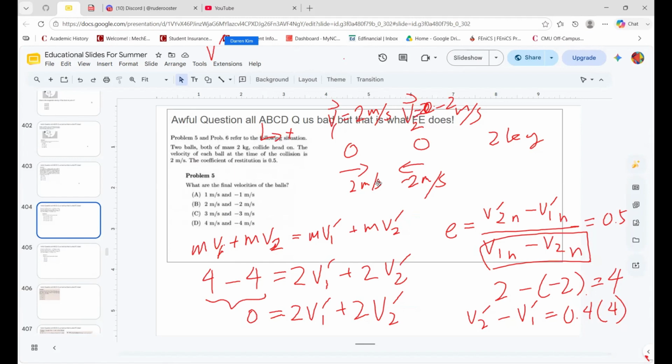So V2 prime minus V1 prime equals, what's 0.4 times 4? That's 1.6, right? 1.6, and then 2V1 prime plus 2V2 prime equals 0. And I told you there's a system solver in your calculator. Although I don't trust it anymore, because I was spending like 30 minutes trying to figure out why it wouldn't give me the answer that I know is correct.